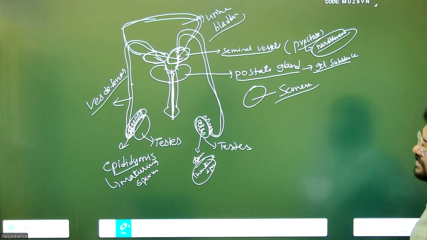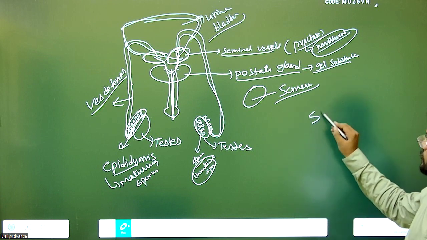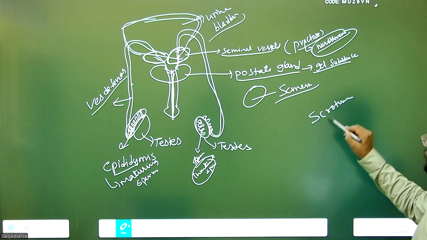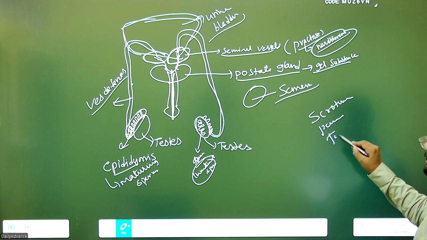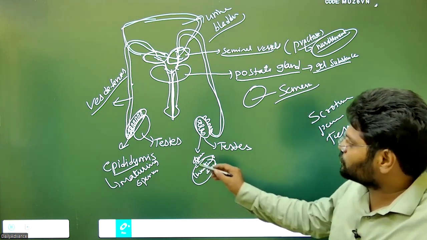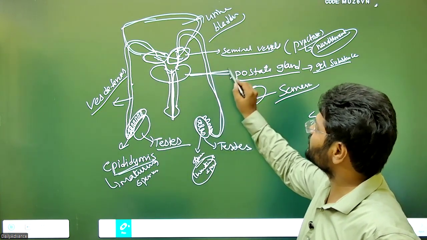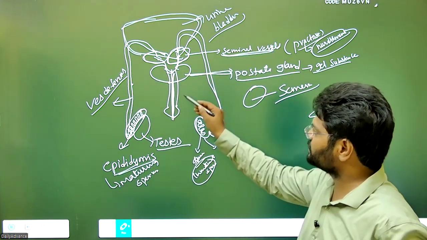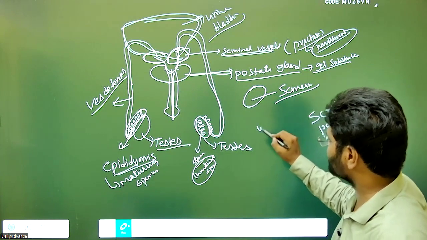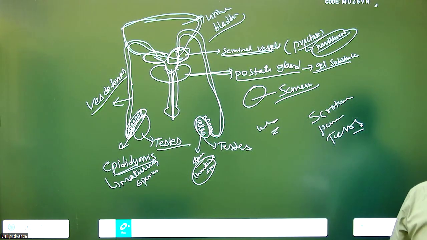So this is the anatomy of the male reproductive system. The external organs are the scrotum, penis, and testes. The internal organs are the testes, epididymis, vas deferens, prostate gland, and seminal vessels. These are the things for the internal structure of the male reproductive organs.